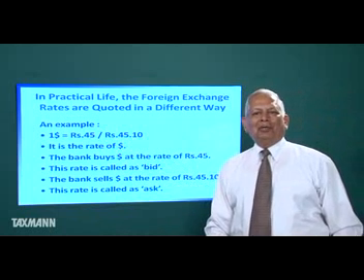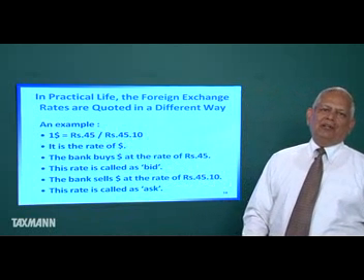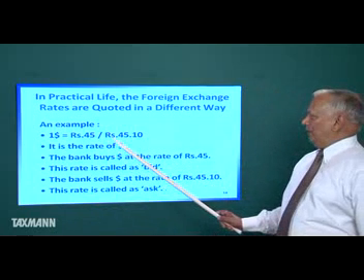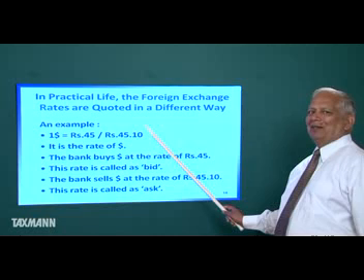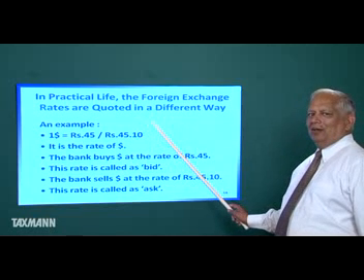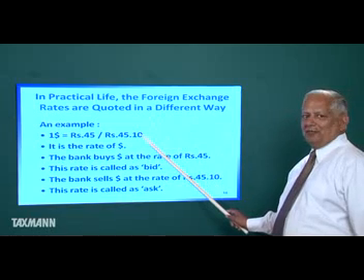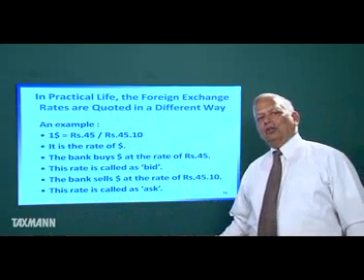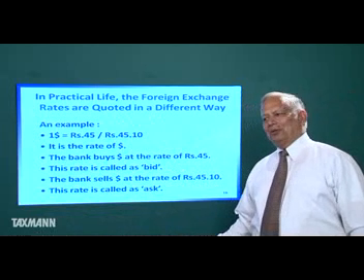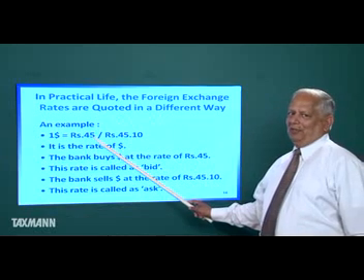Suppose you go to the bank and you want to purchase $1 lakh. You can purchase $1 lakh, but the applicable rate will be 45.10, because if you are purchasing dollar, bank is selling dollar and bank sells dollar at this rate. If you are interested in selling $1 lakh to the bank, you can sell $1 lakh to the bank, but in that case the applicable rate will be rupees 45.